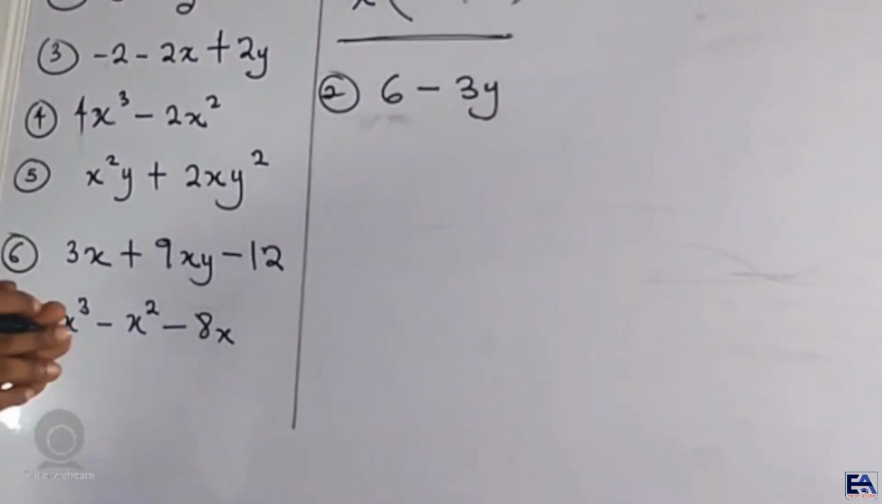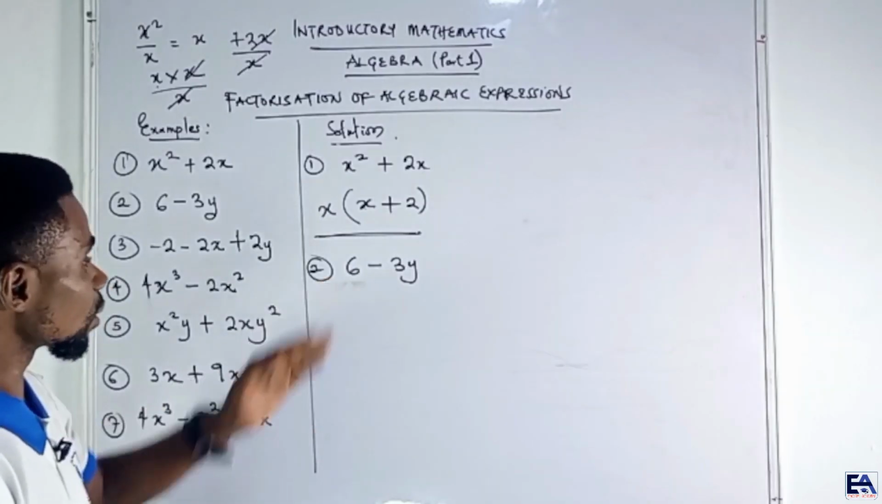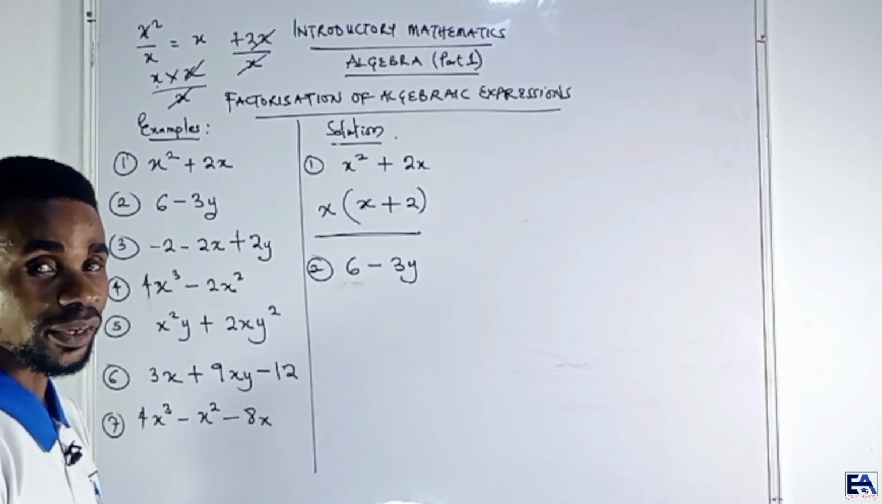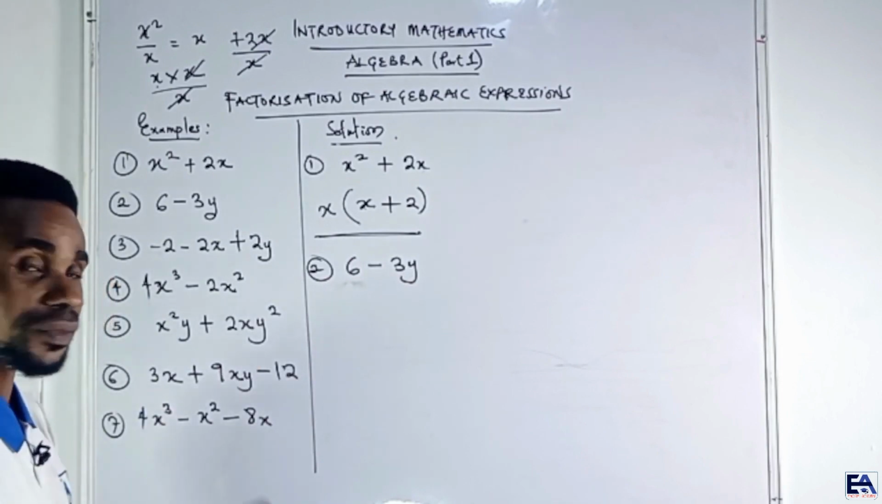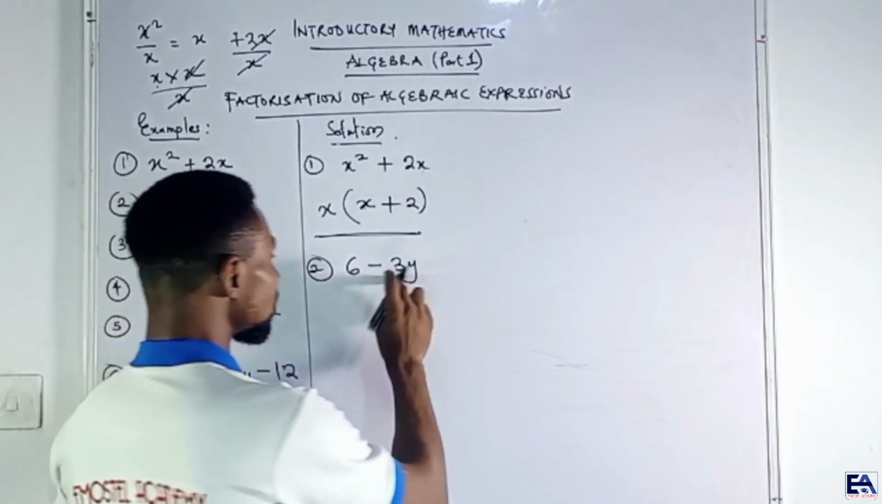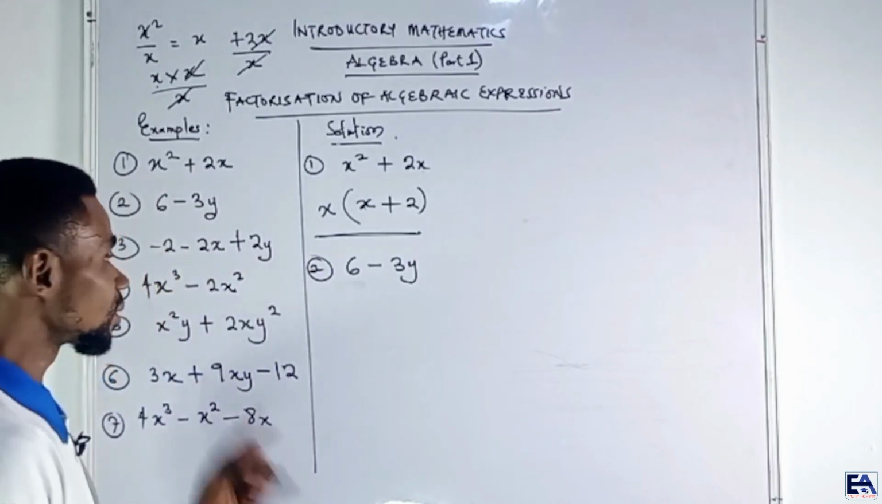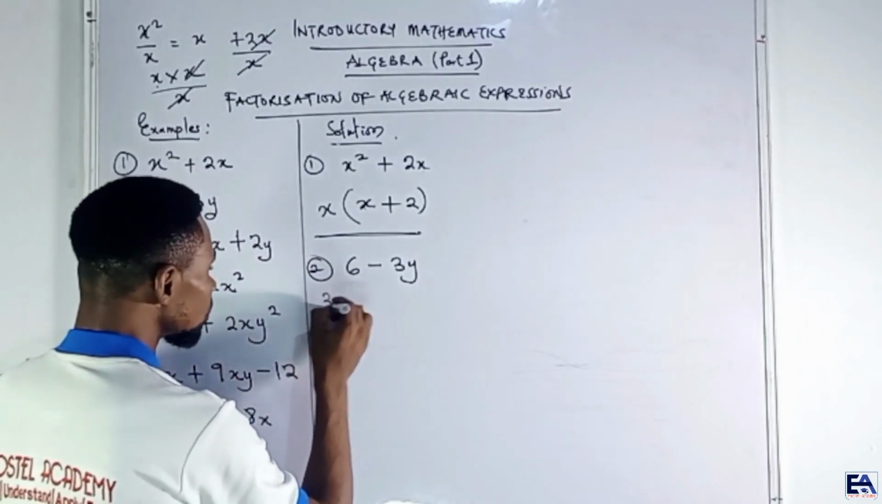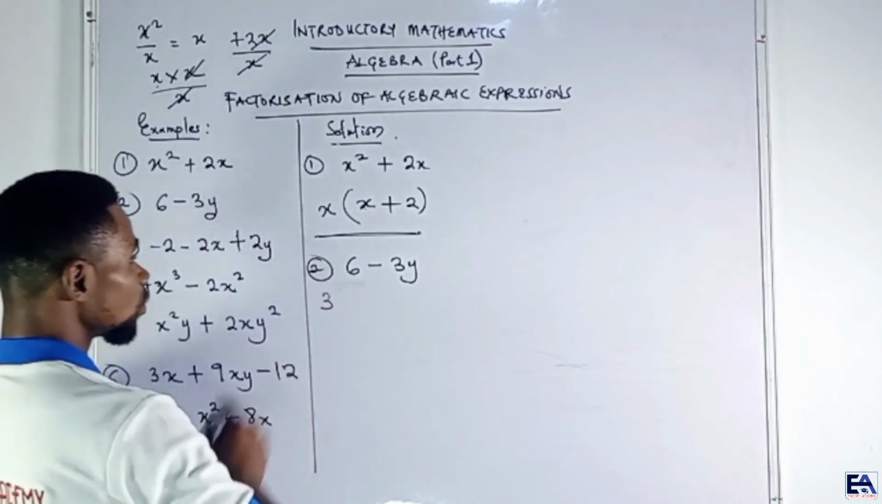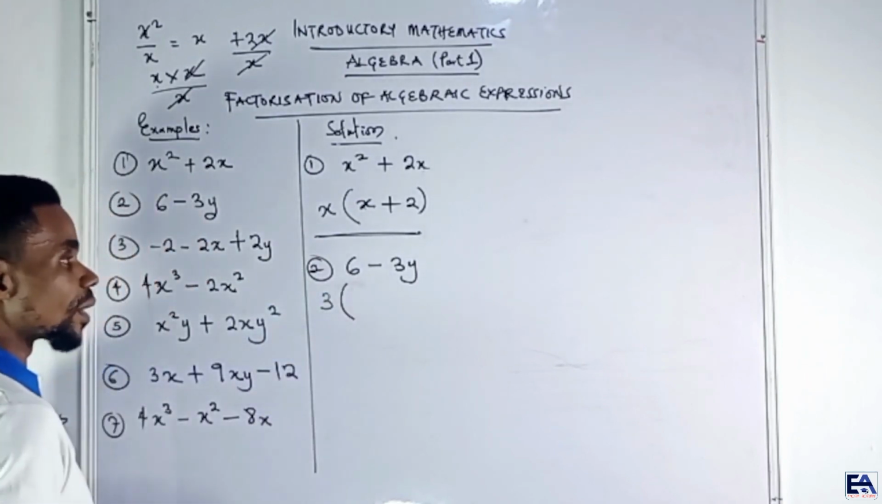Then let us look into a number. We cannot use 2. 2 can go in 6, but it cannot work here. So the next thing we look into is 3. Yes, 3 can divide 6 and 3 can divide minus 3y. So it means 3 is a common factor. If 3 can divide both, then we bring it out. So we open the brackets.